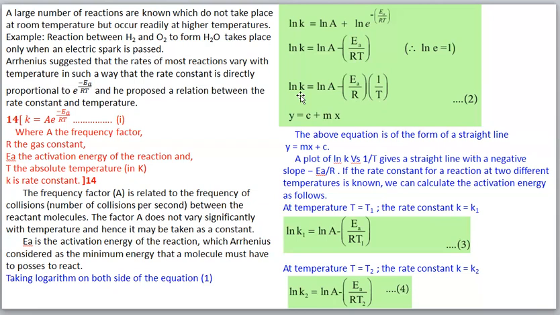So ln k we can plot along the y-axis, 1 by T we plot along the x-axis. So we will get a slope. The slope is equal to minus Ea by R. Okay, we will get a negative slope only, that is minus Ea by R. Then the y-axis intercept is equal to ln A. If you know the y-axis intercept, from that we can find out the value of A, the frequency factor.